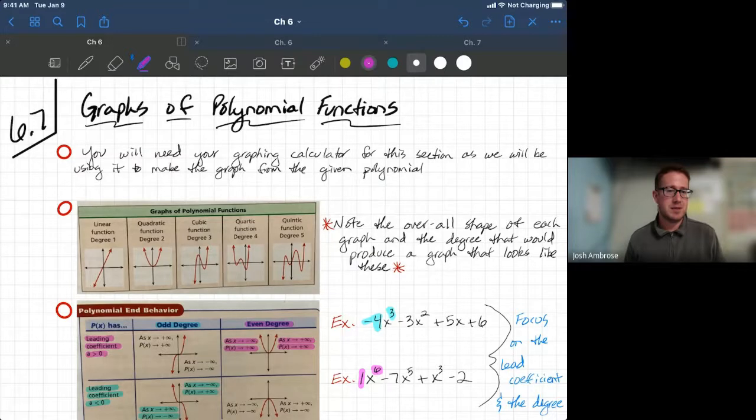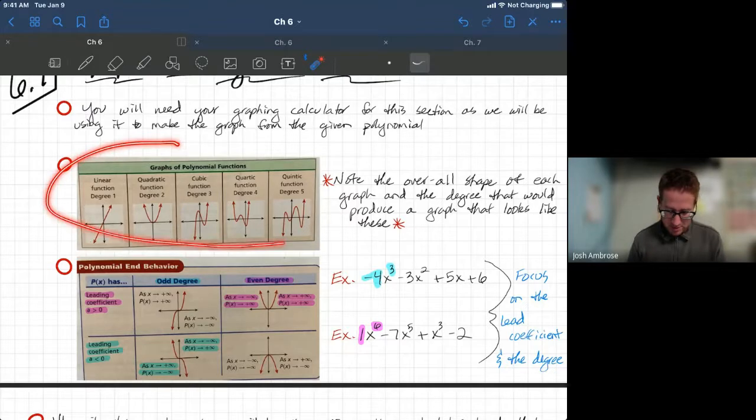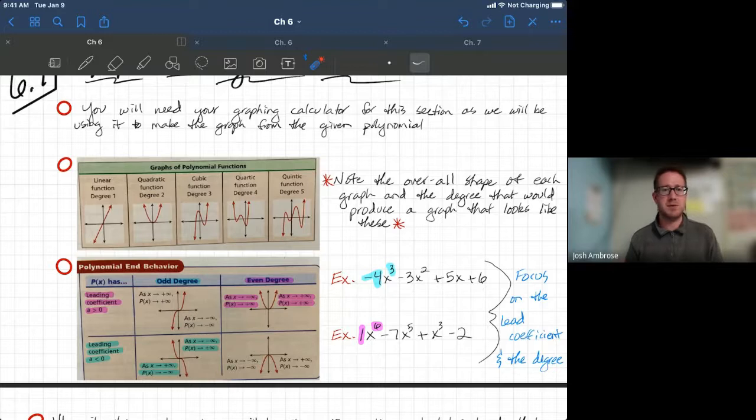And I'm telling you right now that these charts that you see in front of you here, graphs of polynomial functions, that's very, very helpful. And the one underneath it, polynomial end behavior, you're going to have this chart also. Both of these charts are going to be utilized throughout the homework. Make sure you see the overall shape that you're looking at with this chart right here. Not every single problem is going to give you a graph that looks identical to this, but they will look very, very similar to these graphs.